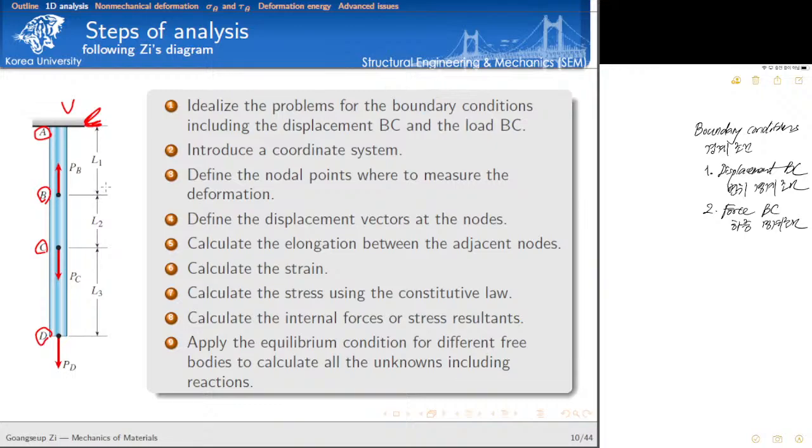And then let's look at point B. At point B, instead of displacement, the load is given. Here we have the load boundary condition, the force boundary condition. At point C, we also have a force boundary condition. At point D, we also have a force boundary condition. Okay, so here we want to consider 1, 2, 3, 4 nodes. This one is subjected to the displacement boundary condition, and these three are subjected to the force boundary condition.